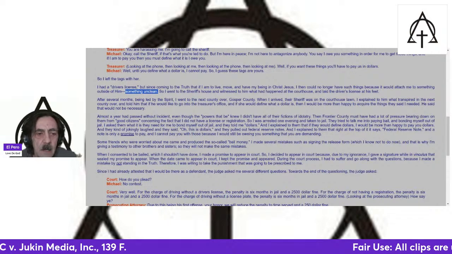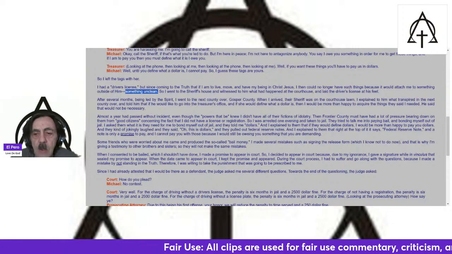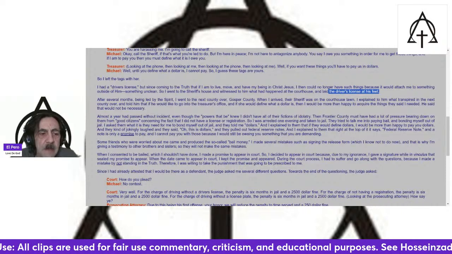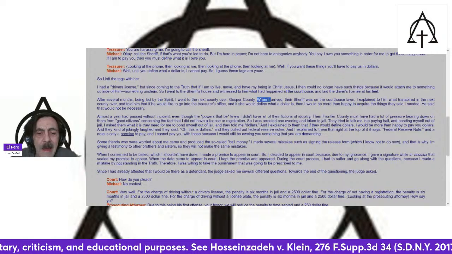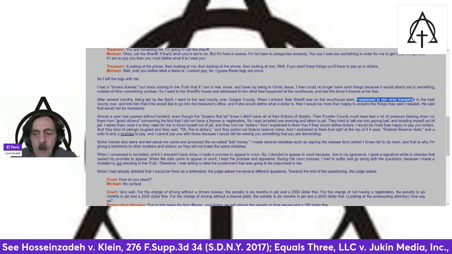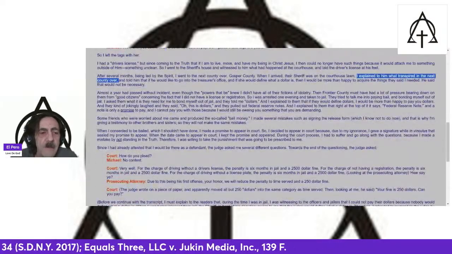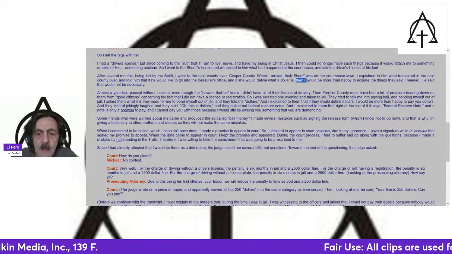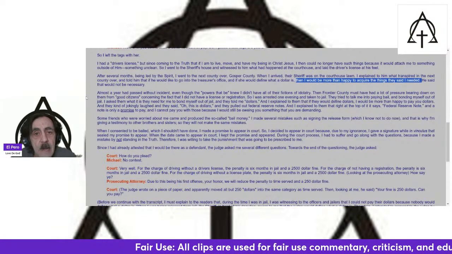Something unclean. So I went to the sheriff's house and witnessed to him what had happened at the courthouse and laid the driver's license at his feet. After several months being led by the Spirit, I went to the next county over, Gosper County. When I arrived, their sheriff was on the courthouse lawn. I explained to him what transpired in the next county over, and told him that if he would like to go into the treasurer's office, and if he would define what a dollar is, then I would be more than happy to acquire the things they said I needed. He said that would not be necessary.